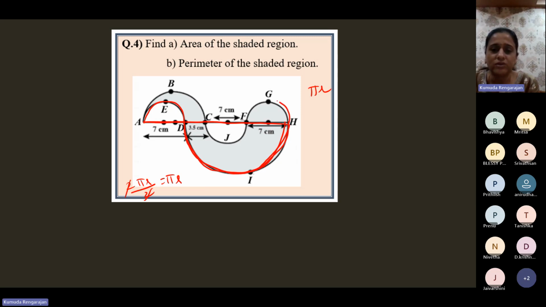Then plus the length of this arc, plus the length of this arc. Same formula, children. Pi r is the formula, and find the radius. Plus the length of this arc, pi r. Plus the length of this arc, pi r. That will give you the perimeter of the shaded region.